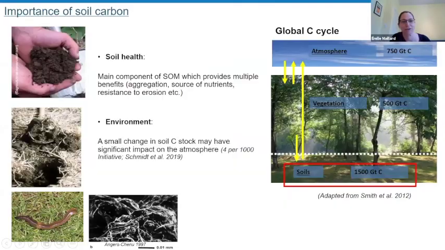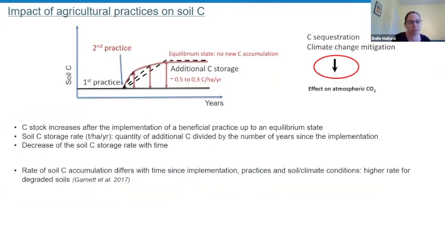So I think that today at this meeting, everybody is aware of the importance of soil carbon for soil health, as it is a main component of soil organic matter, which provides multiple benefits. Soil carbon is also important for the environment, particularly in a disturbed global carbon cycle. As soils represent a large pool of carbon, a small change in soil carbon stock may have significant impact on the atmosphere. So it will be important to better know and to quantify the impact of agricultural practices on soil carbon.